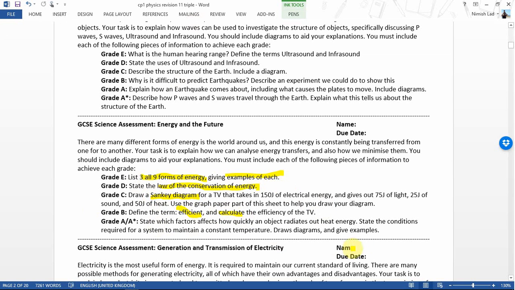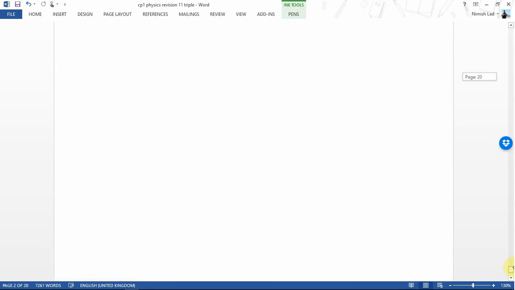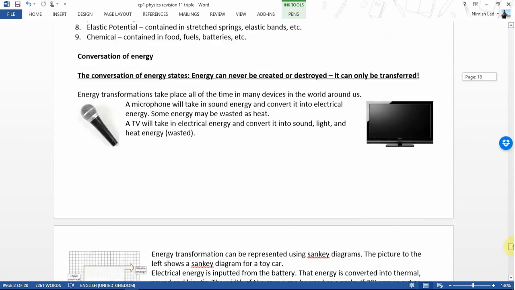And then you've got to state the factors that affect how quickly objects radiate out heat energy, and state the conditions required for a system to maintain a constant temperature. Drawing some diagrams and giving examples will help with that. Right, so skip right to the end of this to talk through this.